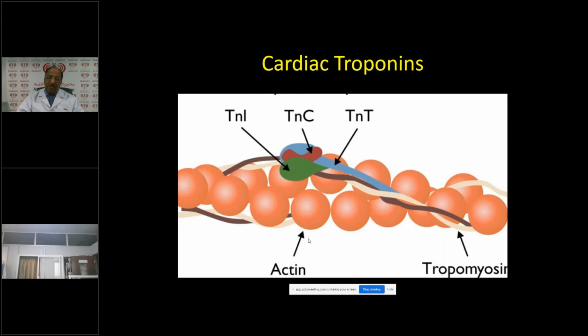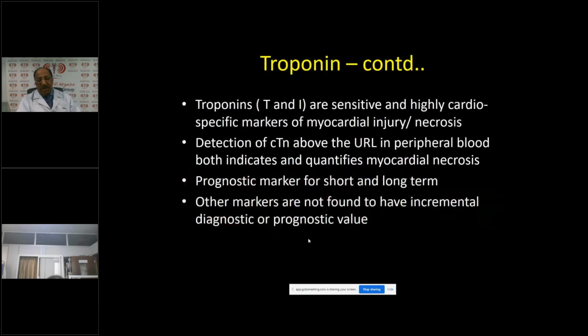It gets released when there is a myocyte injury and the myocyte membrane integrity is disrupted. They are very sensitive and highly cardiospecific, and it indicates and quantifies myocardial necrosis. It's a prognostic marker for short and long term. And with the advent of high sensitive troponins, other biomarkers like CKMB, copeptins, and many others have found no role now in the diagnosis of acute coronary syndrome.